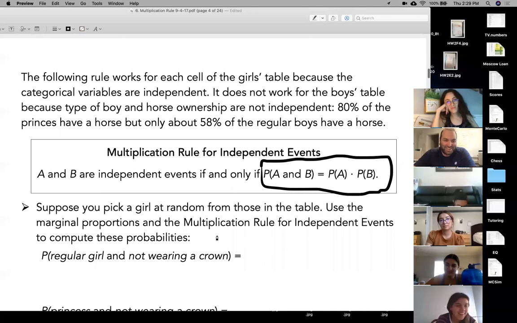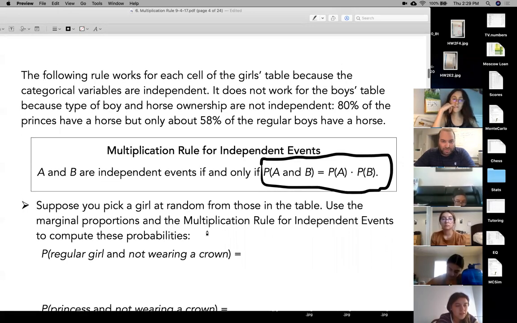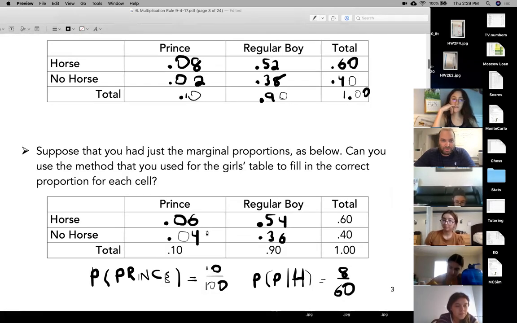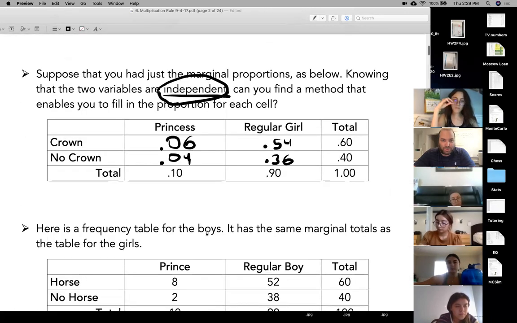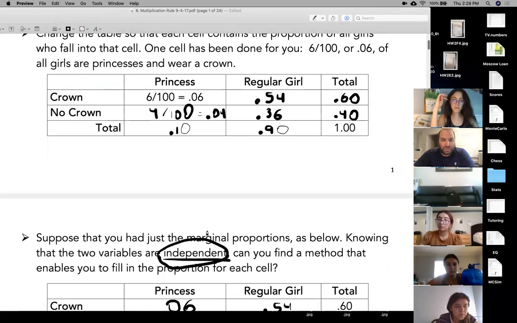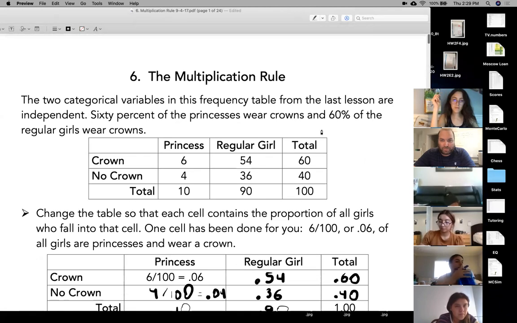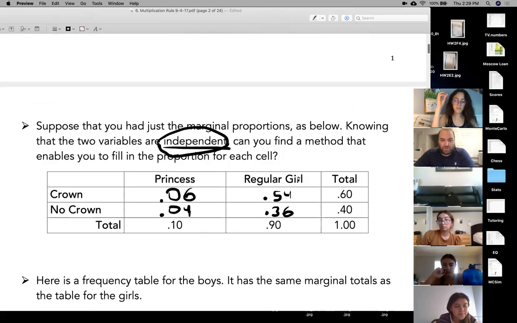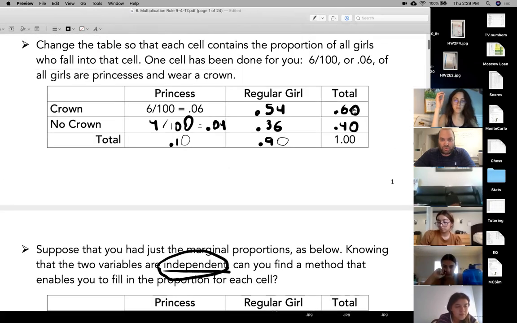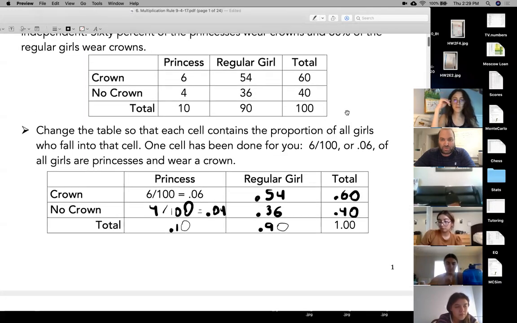Okay, so, all right, let's go back. Suppose you pick a girl at random from those in the table. Use the marginal proportions and the multiplication rule for independent events to compute these probabilities. So again, we're going all the way back to, I guess, the very beginning. What are they referring to, the marginal proportions? What does that mean? Those are these values here, these totals when you look at probabilities instead of actual numbers.